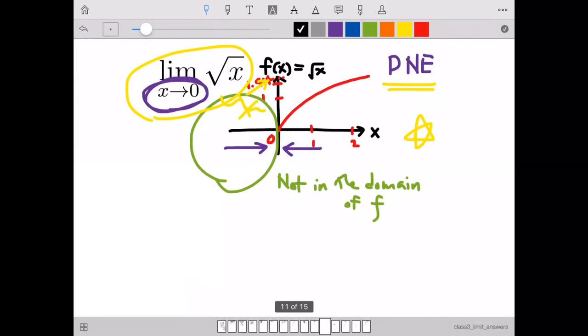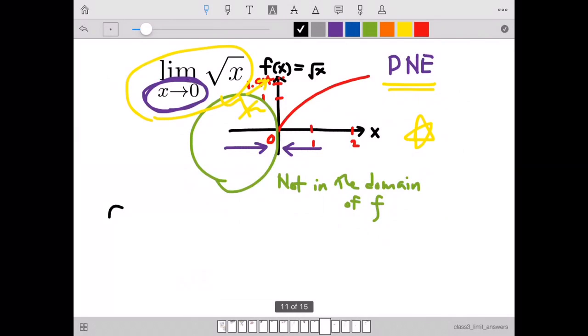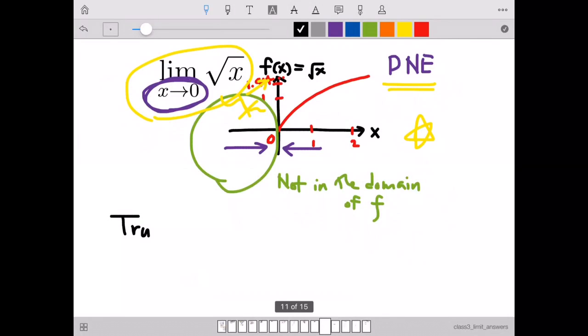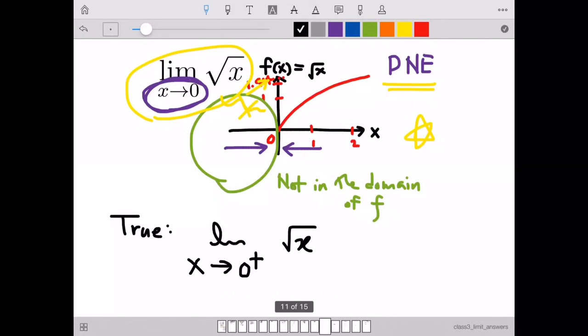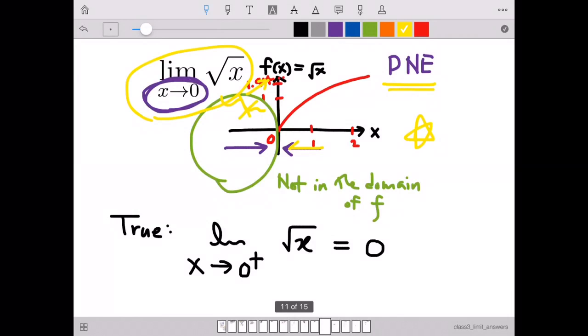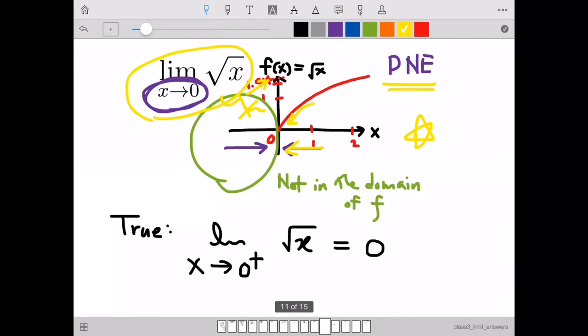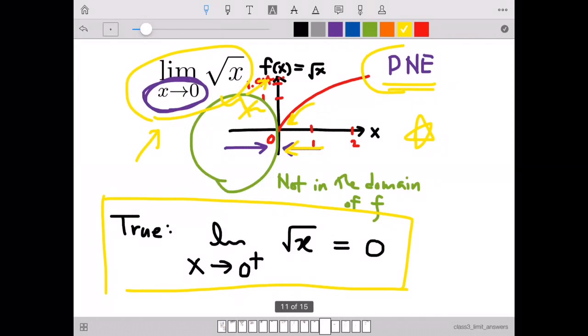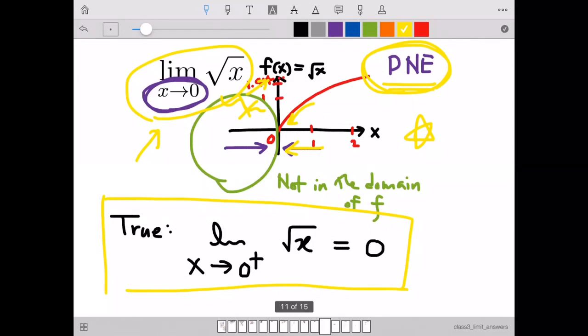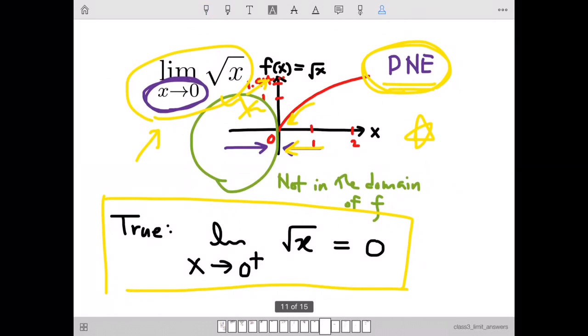How can you make this into a correct statement? The true statement is the following. We have to put 0 plus: limit as x approaches 0 from the right of square root of x. Then I can say this is 0 because from the right of 0, the graph goes to 0. So this is true, but as it is, the answer is the limit does not exist. Okay, so that's important.